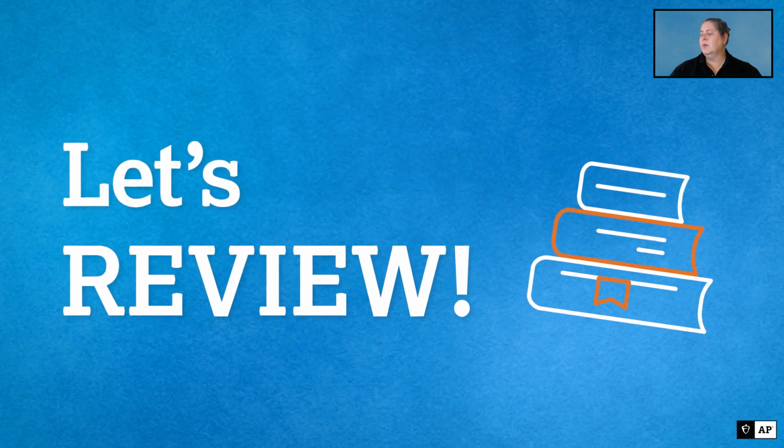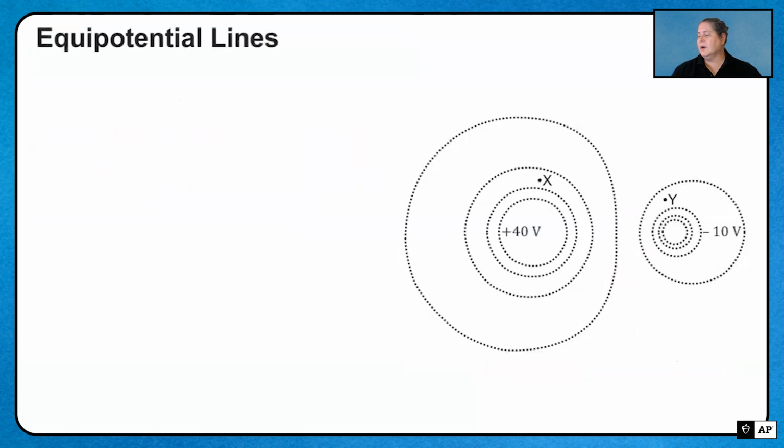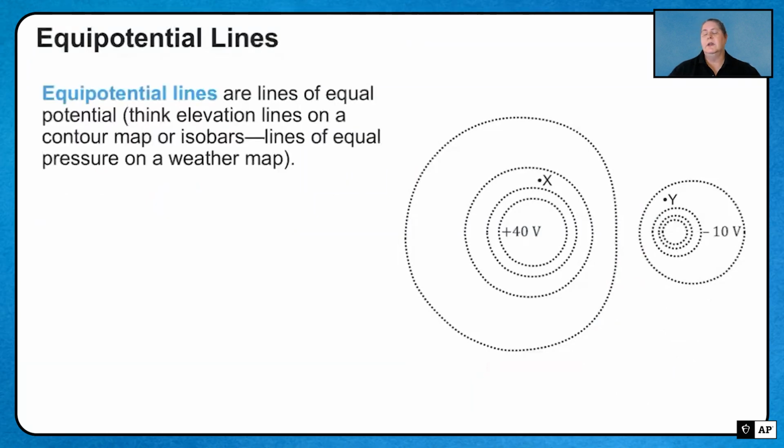So let's quickly review a little bit. Let's talk about equipotential lines. Equipotential lines are lines of equal potential. You've seen these on weather maps, where they show you the weather and they show lines on the map. Those lines are called isobars. They're lines of equal pressure on a map.